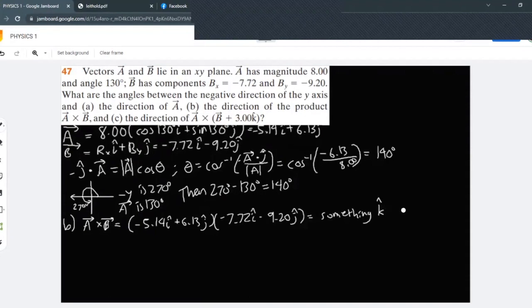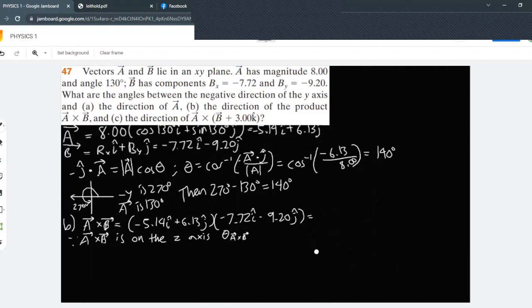You can use the distributive rule. What we're looking for is whether it is pointing in the positive z direction or in the negative z direction. It still means it's 90 degrees. But what is being asked is where is it pointing? Is it pointing up or is it pointing down? So you need the cross product there.